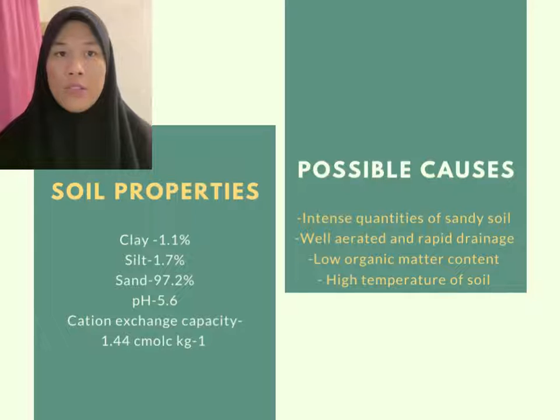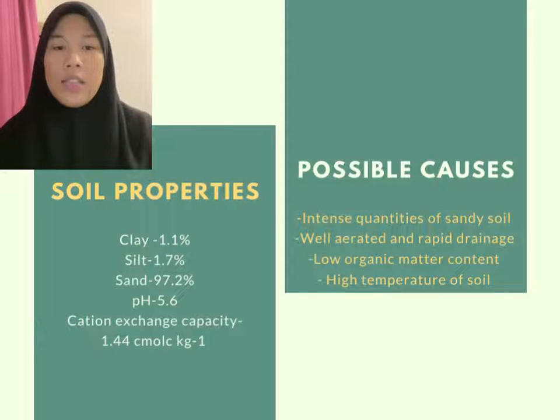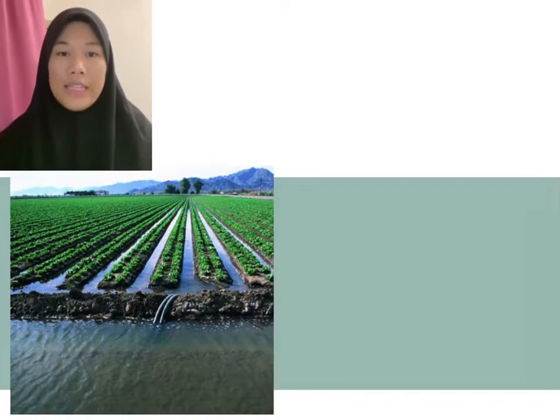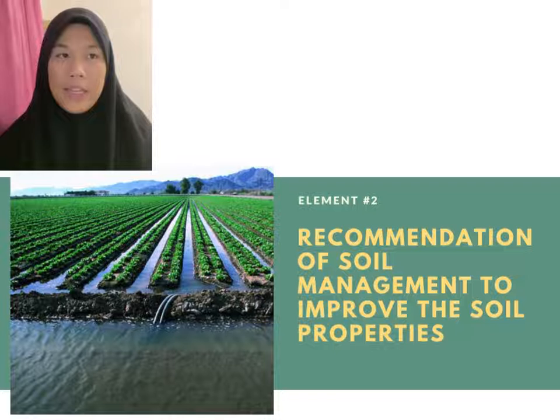Lastly, a possible cause that can lead to the low crop productivity is sustained high temperature. The lack of plant growth on bris soil is caused by the soil's sustained high temperature. The average temperature of bris soil is 31.2 degrees Celsius with a maximum of 36 degrees Celsius and a minimum of 24 degrees Celsius.